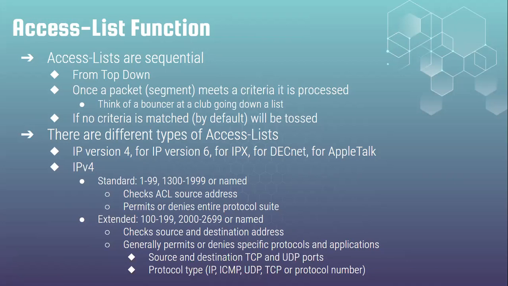Extended is going to be 100 to 199 and 2000 to 2699, if you do it by number. In the practice, that was the big thing I wanted to get done: you're going to do one by the number and you're going to do one by the name. So you're going to try it both ways.